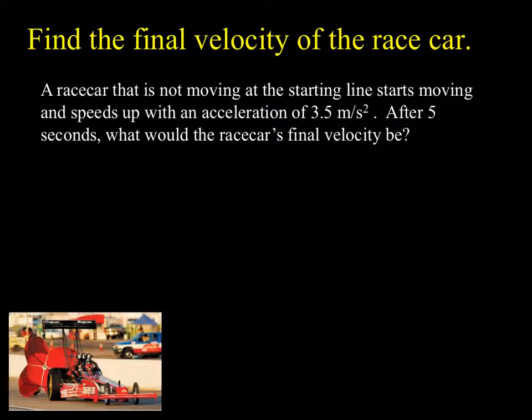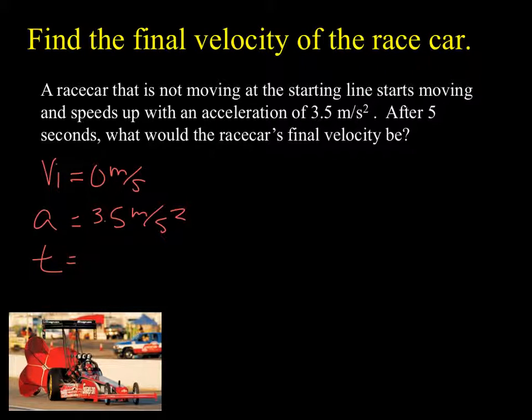What if we tried one more problem? You're at the starting line still, and you move and speed up. So if you're at the starting line, think about it. Are you moving? No. So your initial velocity is 0. But you speed up and you get an acceleration here of 3.5 meters per second squared. And it says that after 5 seconds is what you're looking at. So that's a time, 5 seconds. You want to know what the final velocity is for the race car. So that's the thing we don't have.